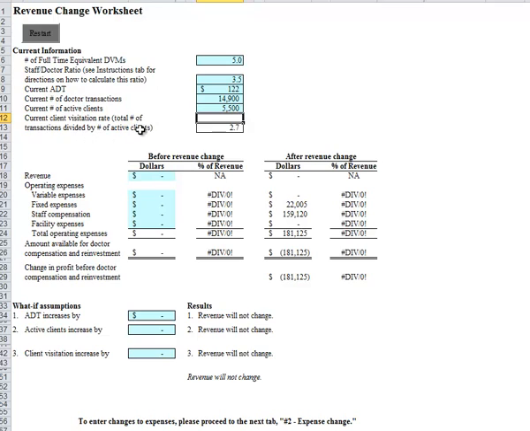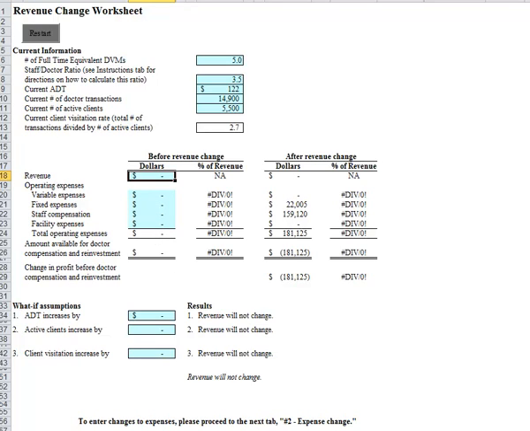So the formula is written out there, but the formula is built into the cell, so it automatically calculates for you. So if you don't know what your current client visitation rates are, that would be another way to get this information, by utilizing this worksheet. Now we also have to enter information about your revenue and your expenses before you start through your what-if scenarios.